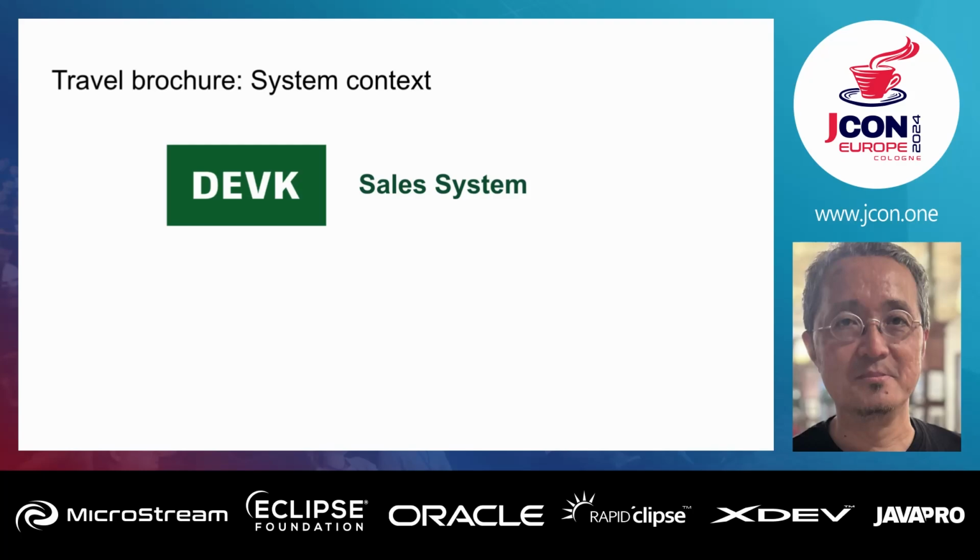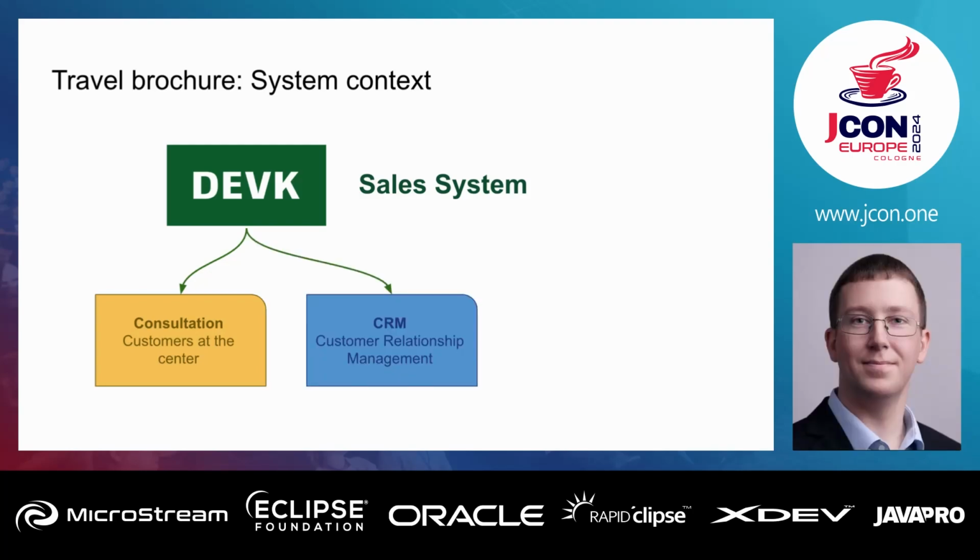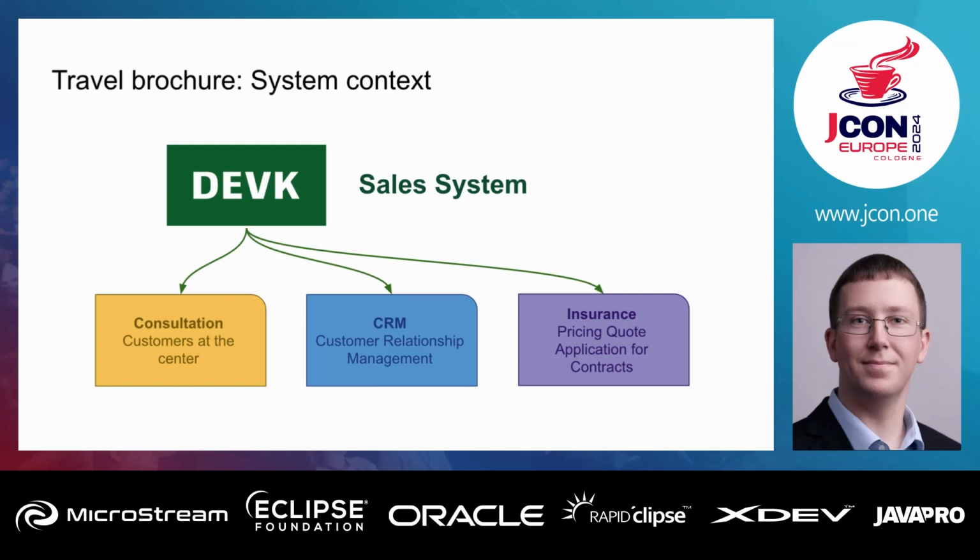So we have a sales system which consists of the consultant part. Everyone who wants to buy insurance needs a consultation, just like a banking product, right? You cannot just sell insurance to someone. You need good documentation about that, so you need a consultation for that part. We have a customer relationship management system which we bought from a company, and we also made a new extension of that. And the last part is actually quite important, the pricing quote part.